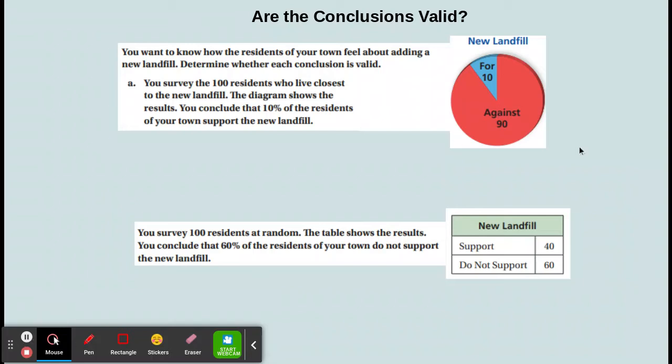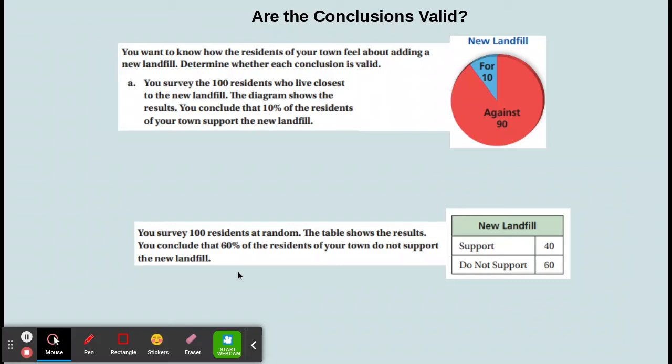Now, remember, we surveyed 100 residents that live closest to the new landfill. So all these people here live close to the new landfill, and most of them are against it, and only 10 of them are for it. So our sample that we collected is not representative of the population because these residents live too close to the new landfill, and so they probably have an opinion about whether or not they want to live right next to the new landfill. So the sample is biased, and the conclusion is not valid.